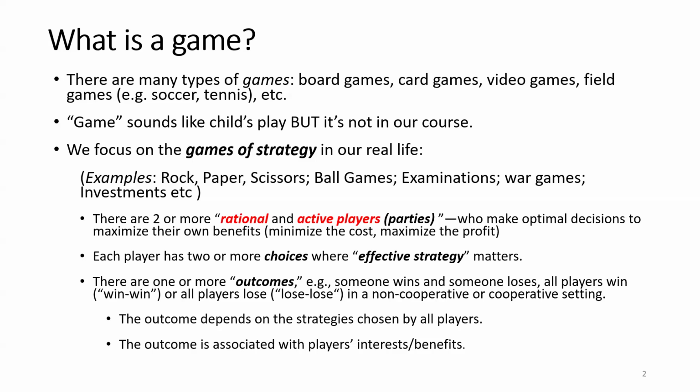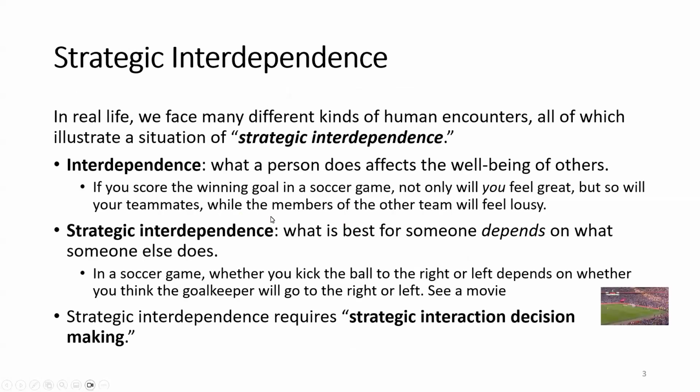So the outcome depends on the strategy chosen by all players. Right here, the outcome depends on how A makes the division. Also, the outcome depends on how B responds. Also, the outcome is associated with players' interest. Okay, so in real life, we are talking about strategic interdependence.